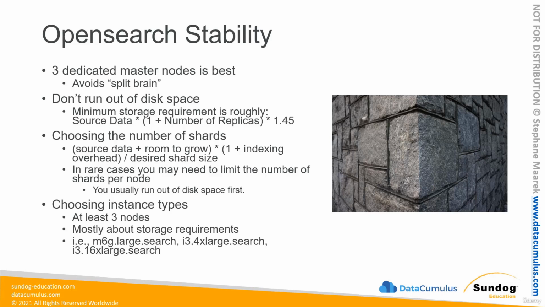Also, you need to choose your instance types wisely. Again, you need at least 3 data nodes for all the same reasons. 1 is a single point of failure, and 2, you can get into weird states. At least 3 is the best practice. And mostly you just need to think about your storage requirements. So again, OpenSearch is very storage heavy. So you're going to be thinking mostly about how do I get the right nodes with enough storage. Some examples would be m6g.large.search. These are all .search instance types. Or if you need something bigger, i3.4xlarge.search. And if you're actually storing petabytes of information, you might opt to use the i3.16xlarge.search instance type.